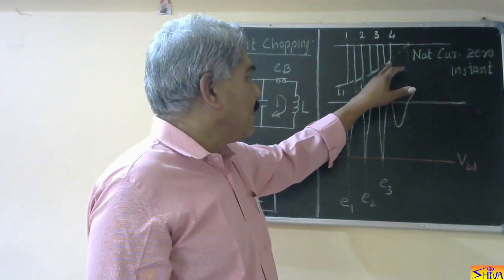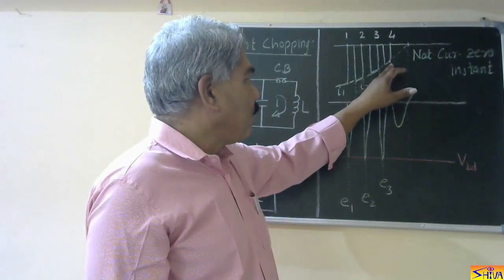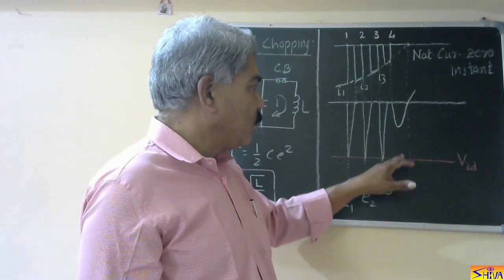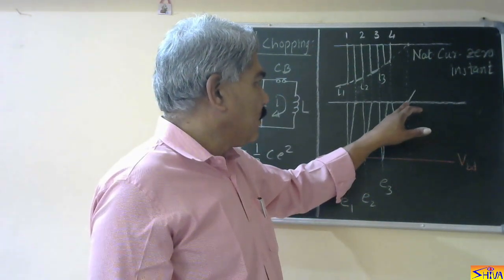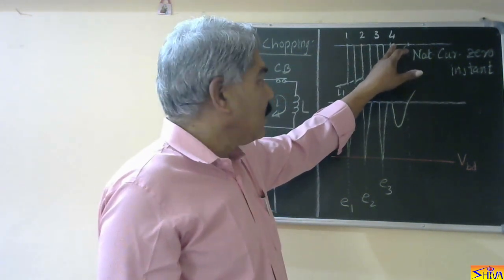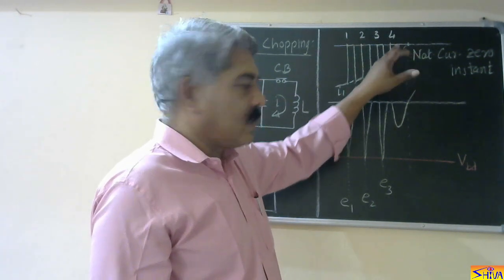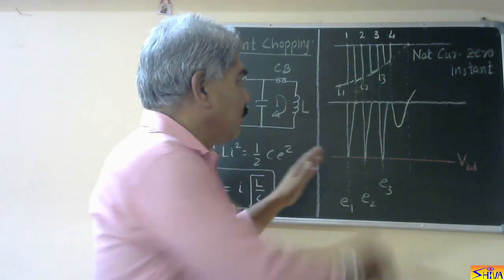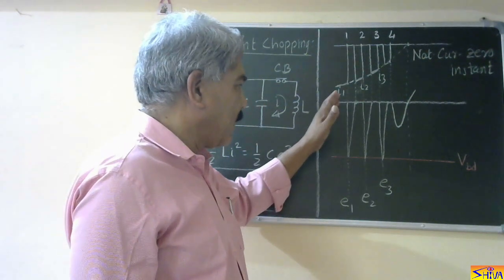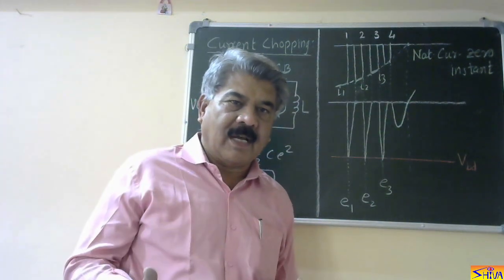Now let us say at this instant fourth arc interruption takes place, that is at this point, and whatever prospective voltage is being developed, that is not sufficient to strike the arc. So this will be the arc voltage, and this will be the final current zero instant. So this final current zero instant is well before natural current zero instant. So due to this arc interruption phenomena, that is current chopping phenomena, voltage developed across the circuit breaker becomes very high.